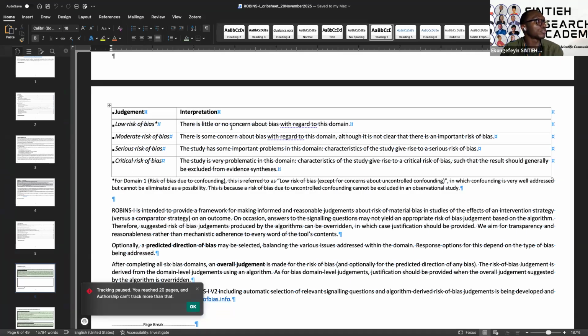And you see that there's little or no concerns with regard to this domain. There is some concern with regards to this domain. Joseph, can you read the interpretation of the biases?